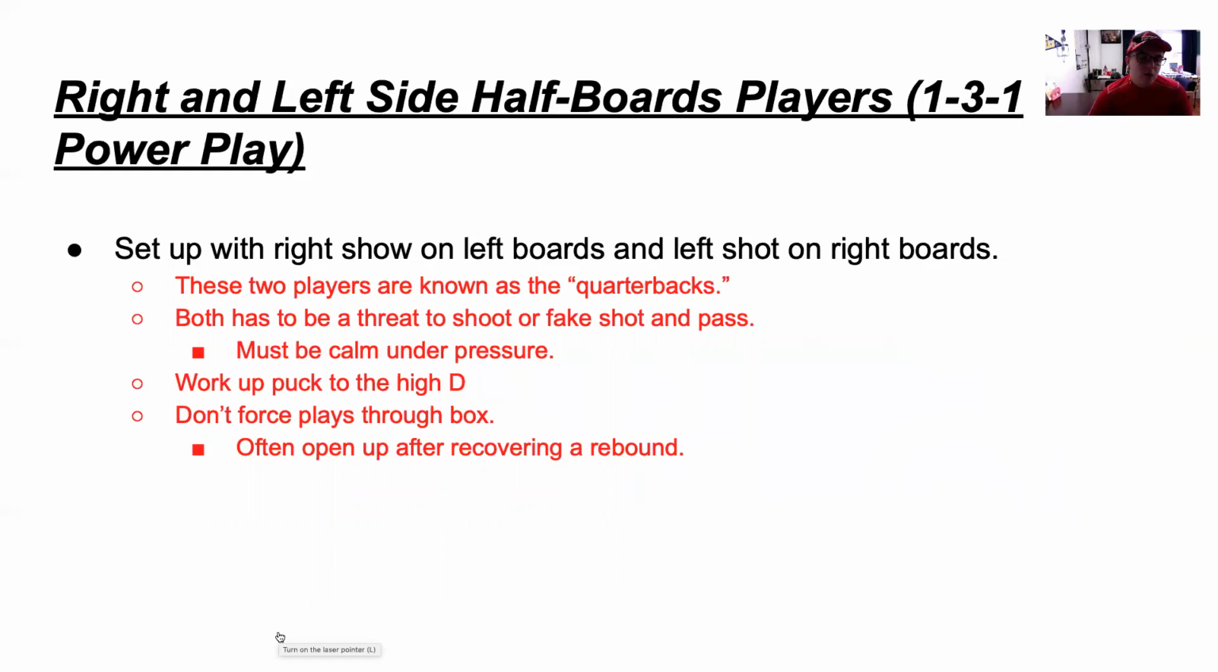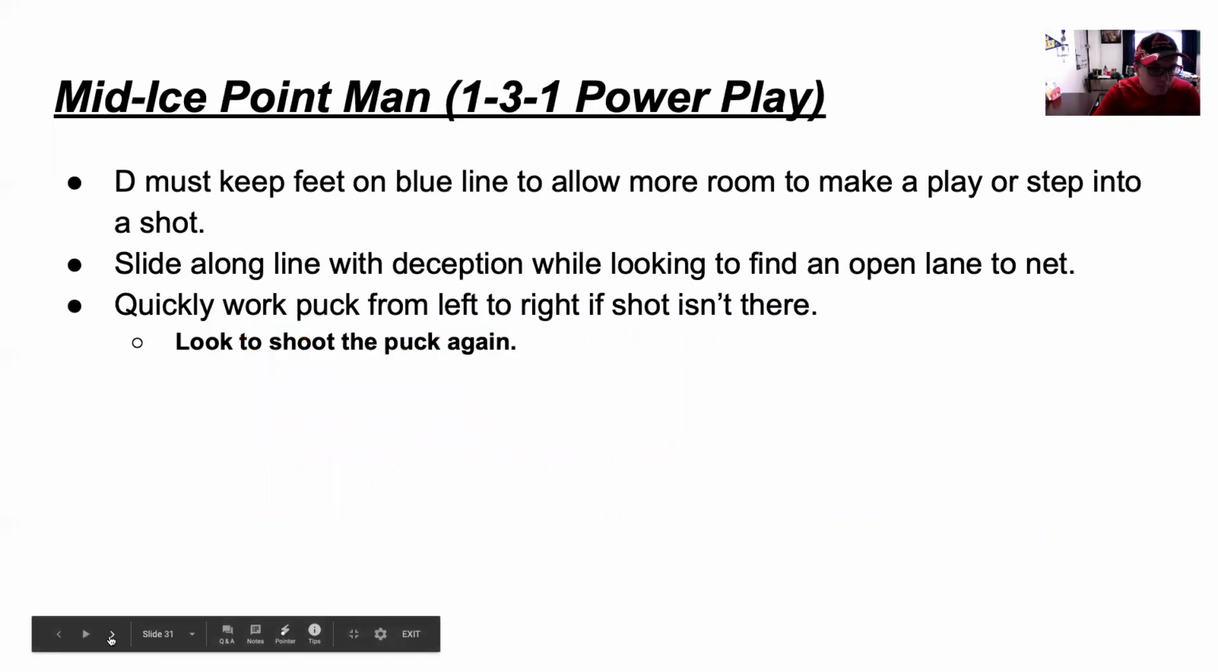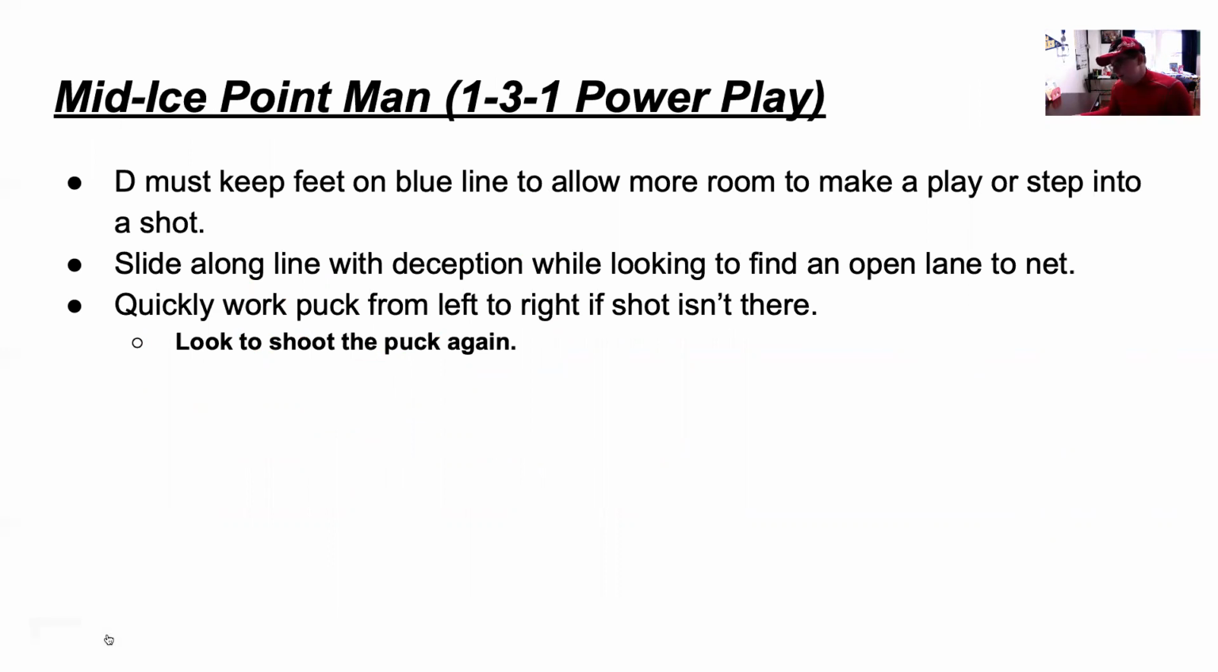They have to work up the puck to the high D, which is what you do at the point, and you don't force plays through the box. Like we talked about, we'll talk about it when we get to penalty killing, but the box, I'll show you. They have like a box, so they'll start where the penalty killing area is. I'll show you here in a minute. And from that box, it often opens up a recovering of a rebound. The box is usually in the inside zone. I wanted to mention that. It's like where the circles are, the hash marks, the high slot, those little lines there in the middle. That's where they'll be working.